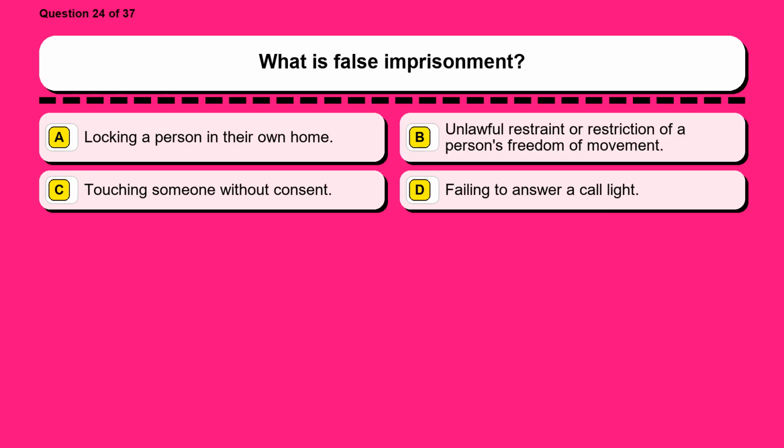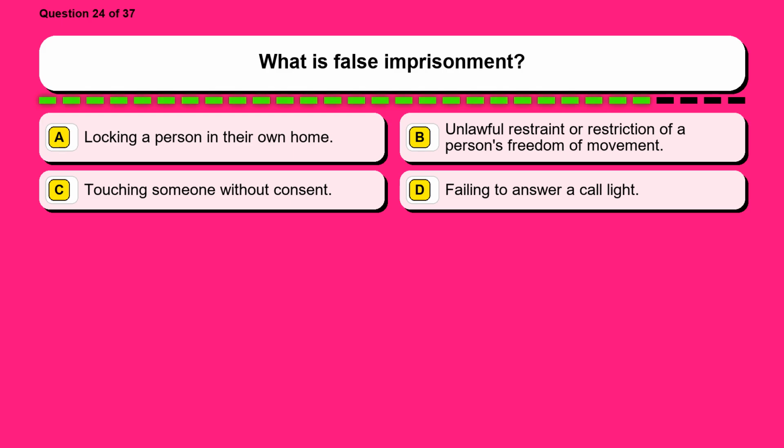Question 24. What is false imprisonment? Option A. Locking a person in their own home. Option B. Unlawful restraint or restriction of a person's freedom of movement. Option C. Touching someone without consent. Option D. Failing to answer a call light.